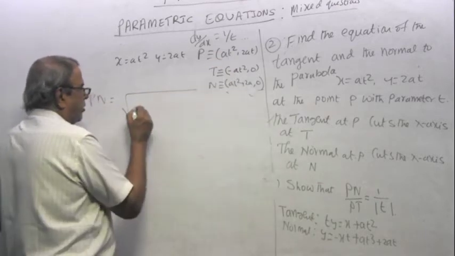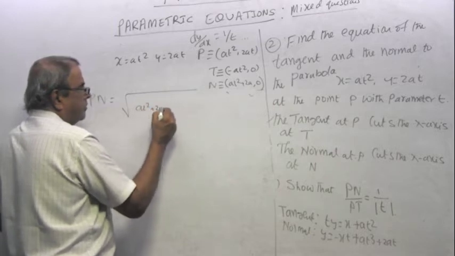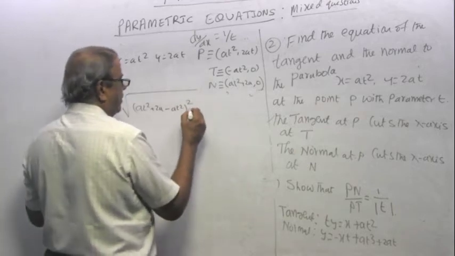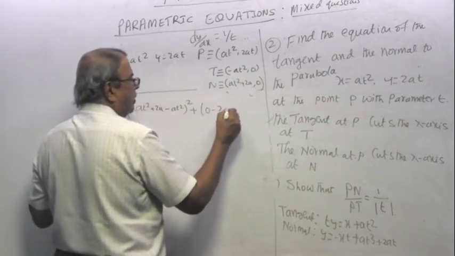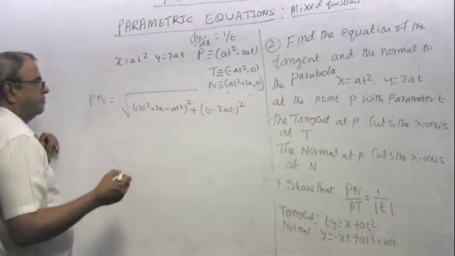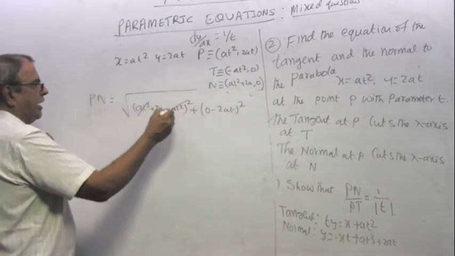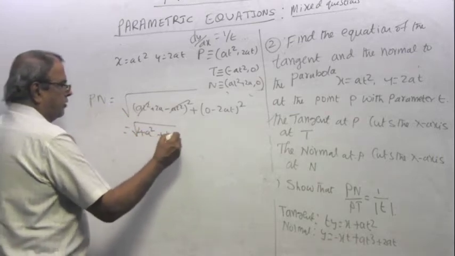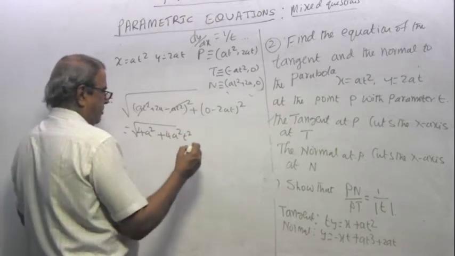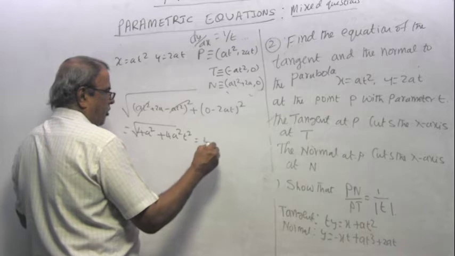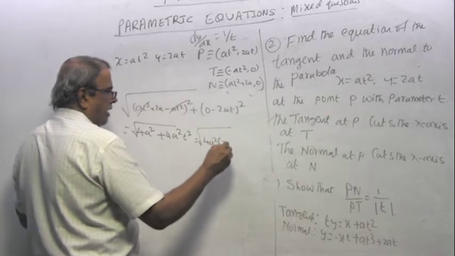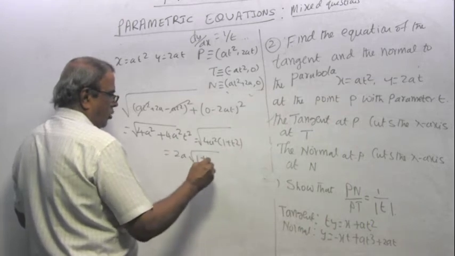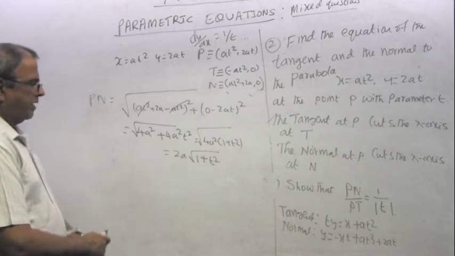x2 minus x1 whole squared plus y2 minus y1 whole squared. Yeah? 8a squared and 8a squared cancel. I get root of 4a squared plus 4a squared t squared. So that is root of 4a squared times 1 plus t squared. So it's 2a root 1 plus t squared. Correct?